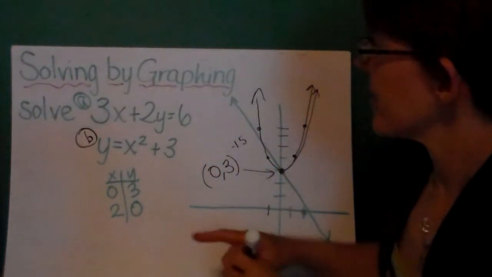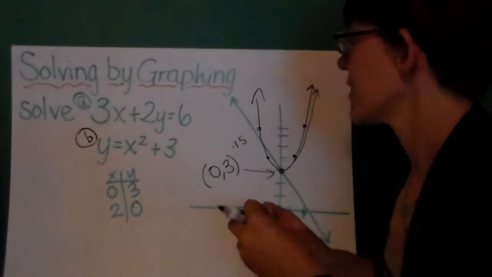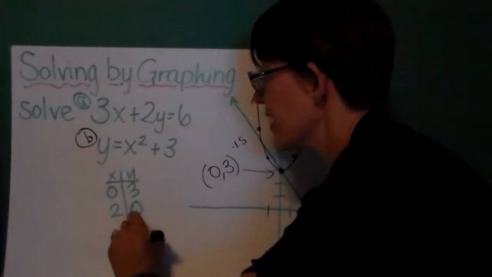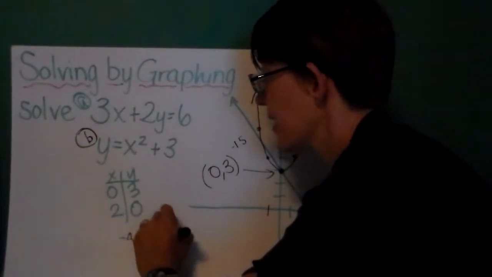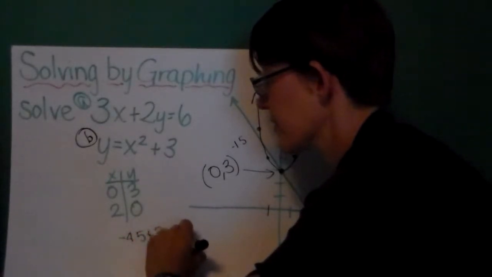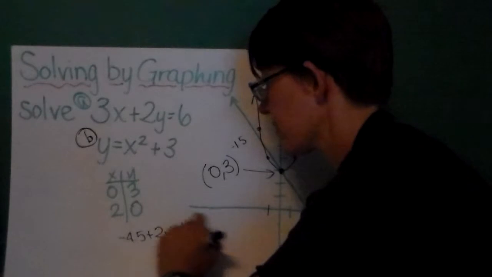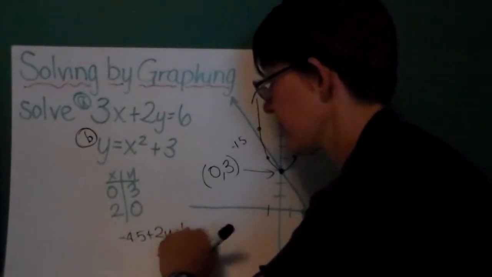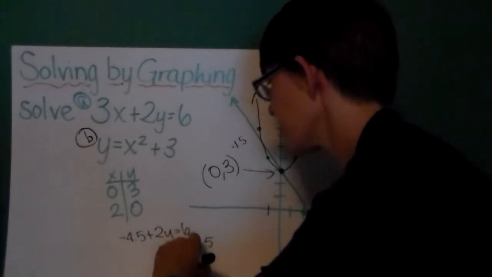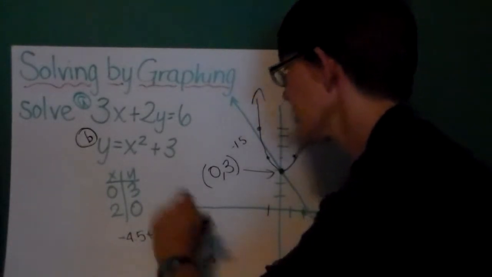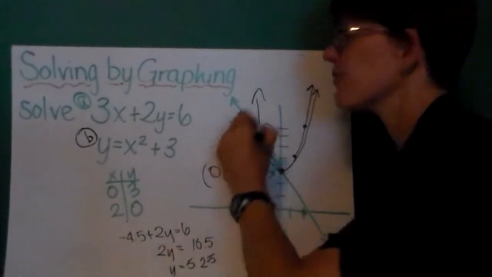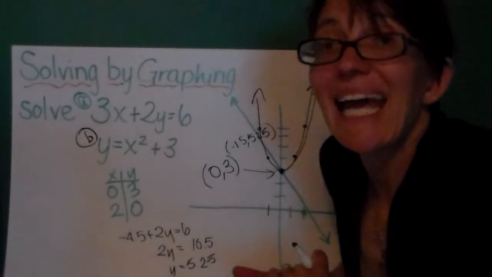So let's see, if I were to put negative 1.5 in here, I would have negative 4.5 plus 2y equals 6. So 2y would be equal to positive 10.5, and so y would be approximately 5.25. So negative 1.5, 5.25, approximately. This is an example of a time that I would be getting an estimate.